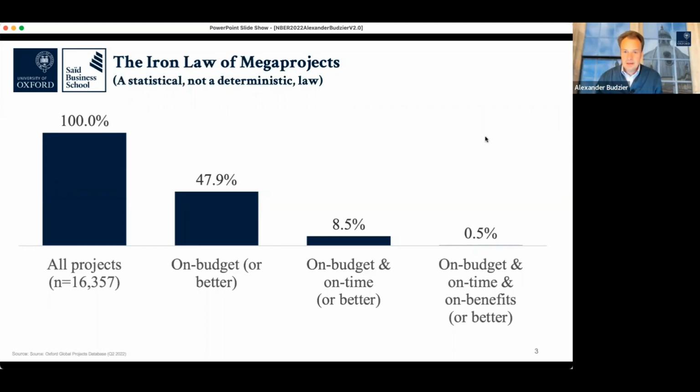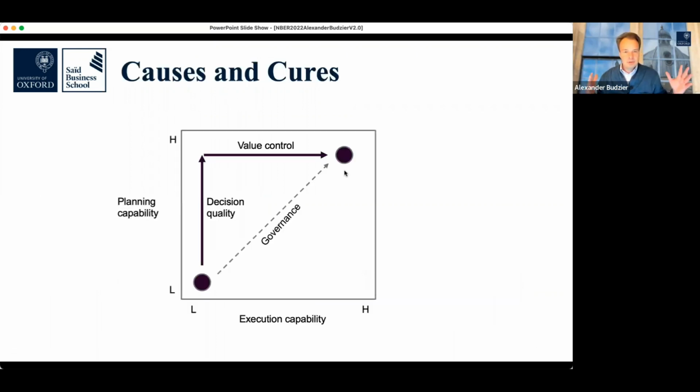So the way we look at it, and what I want to split out, is these two elements. First of all, what can we do upfront in our planning capability? And I would say there it's a lot about our decision quality. So how can we get decision quality up on that side of things?